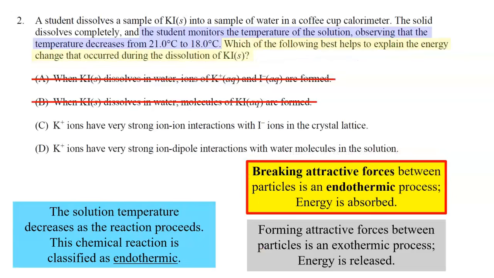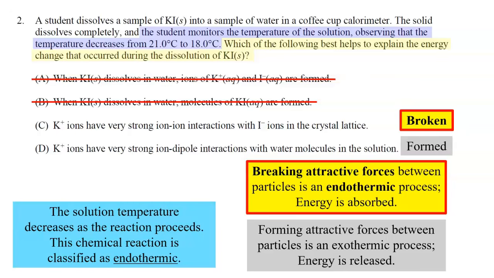Now we already know that the dissolution of solid potassium iodide into water happens to be an endothermic process because the temperature decreases during this process. So we're looking for the correct answer, which would involve something that's endothermic. In choice C, it's talking about strong attractions between the ions of potassium and iodide in the crystal lattice. When potassium iodide dissolves in water, those attractions would be broken. Choice D talks about attractive forces between the potassium ions and the polar water molecules in the solution. When potassium iodide dissolves in water, those attractive forces would be formed.